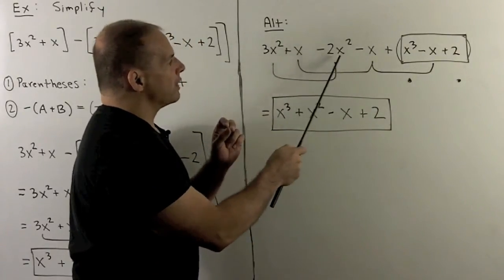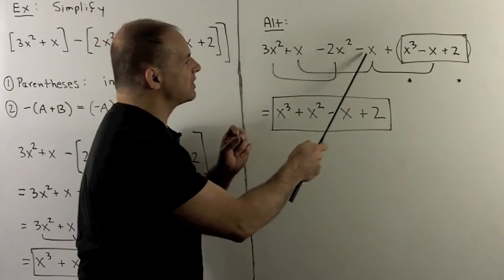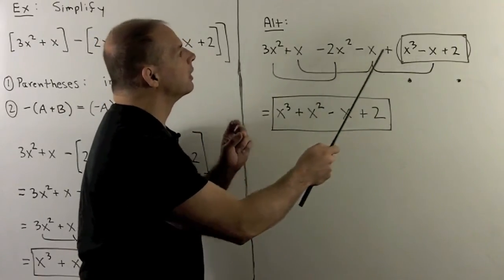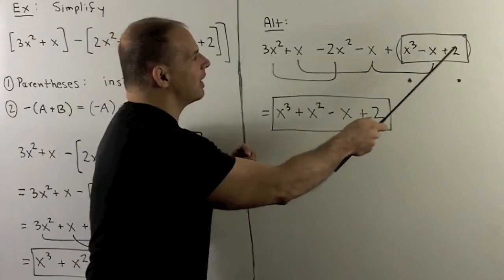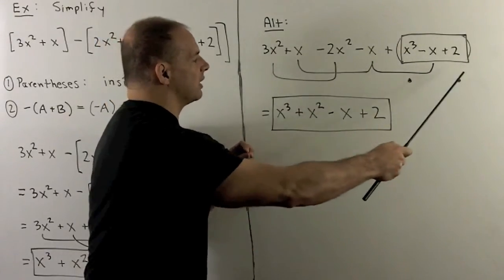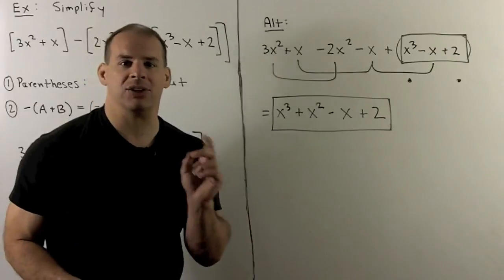So I have 3x squared minus 2x squared. I have x and minus x. Then I have the x cubed and the 2. When we put things in descending order, we get the same answer that we had doing it the other way.